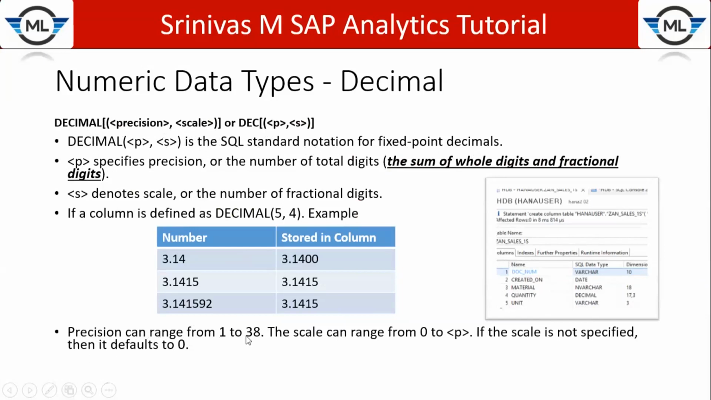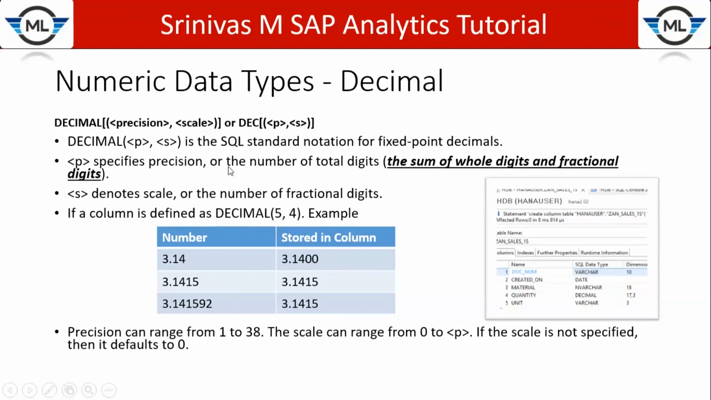Precision can range between 1 to 38 and the scale can range from 0 to P. If the scale is not specified, then the default is 0, meaning 0 decimals. Okay, so the next important point: one example of defining decimal is decimal, and within the brackets we will mention 5 comma 4. Here, 5 means precision, 4 means scale, meaning I want 4 decimals in my number.